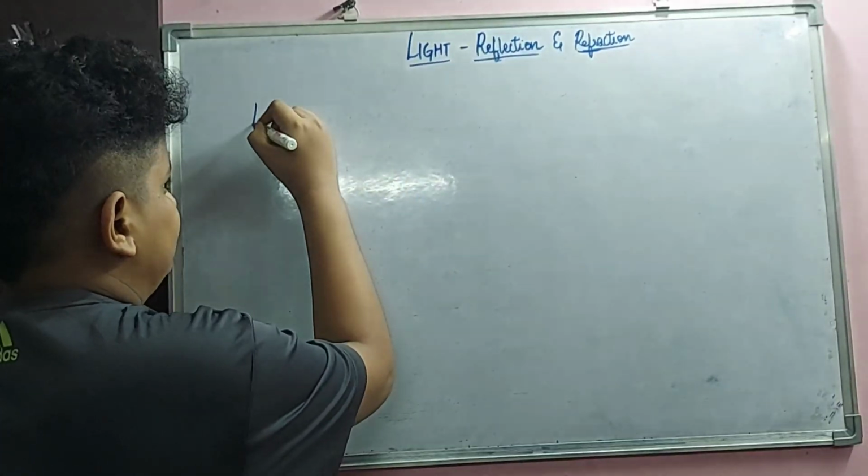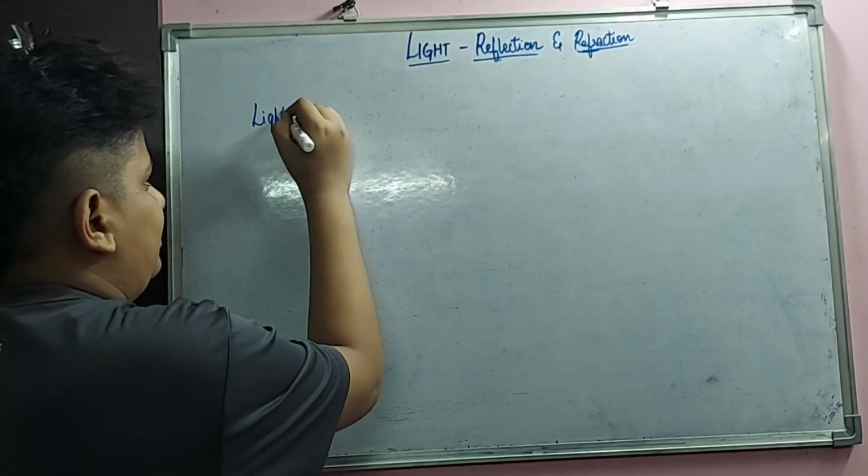Hi guys, today our topic is light, reflection and refraction. Before getting into reflection and refraction, let us see the basic topic: what is light. Light is a source of energy that makes us see the things around us.